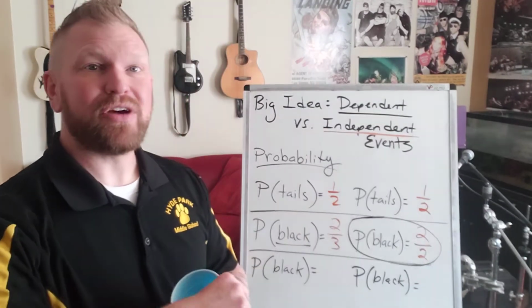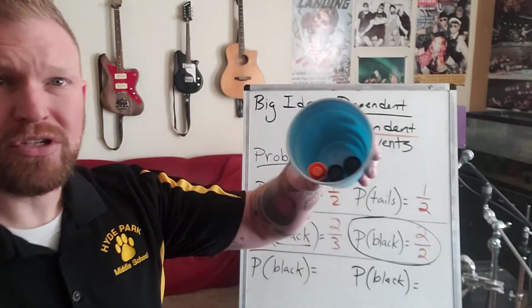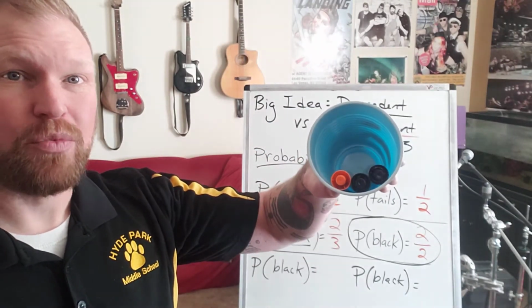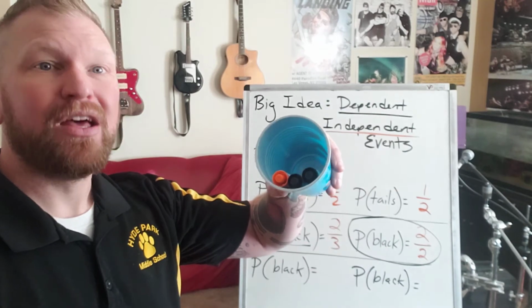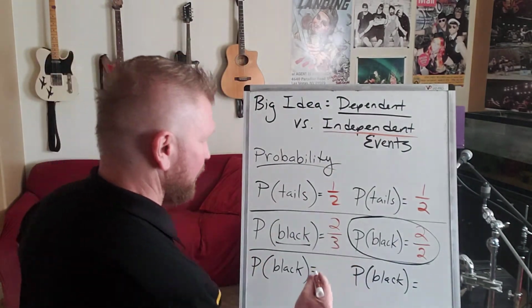Now, let's say I tried that same experiment, going back to the very first pick, where I had 2 black and 1 orange. I'm going to select one of these, I'm going to put it aside, and I'm going to try it again. What's the probability I get black? It's 2 out of 3.